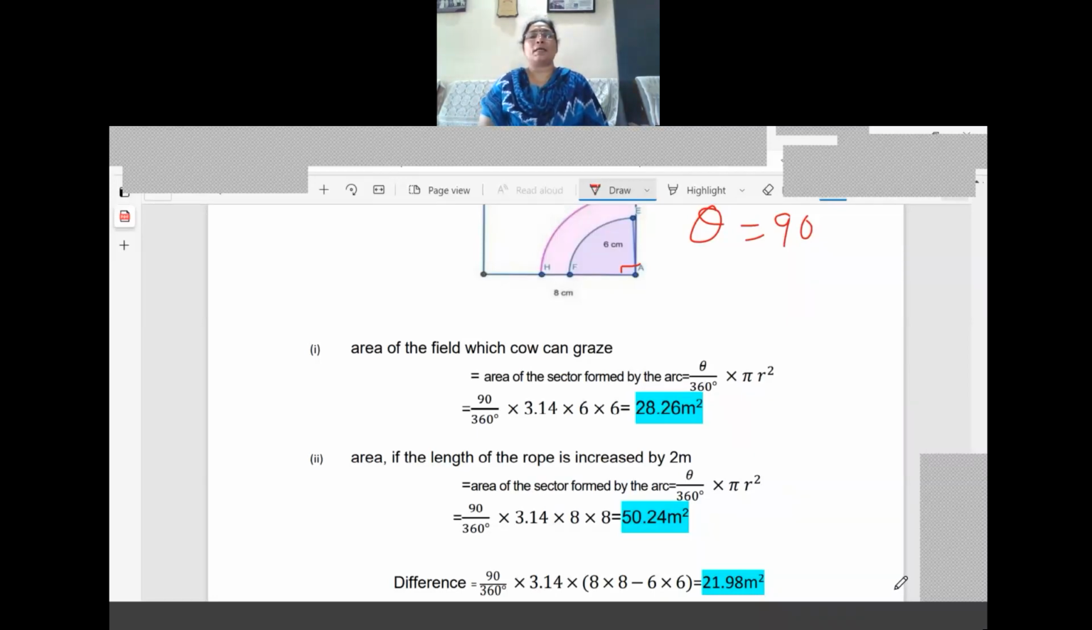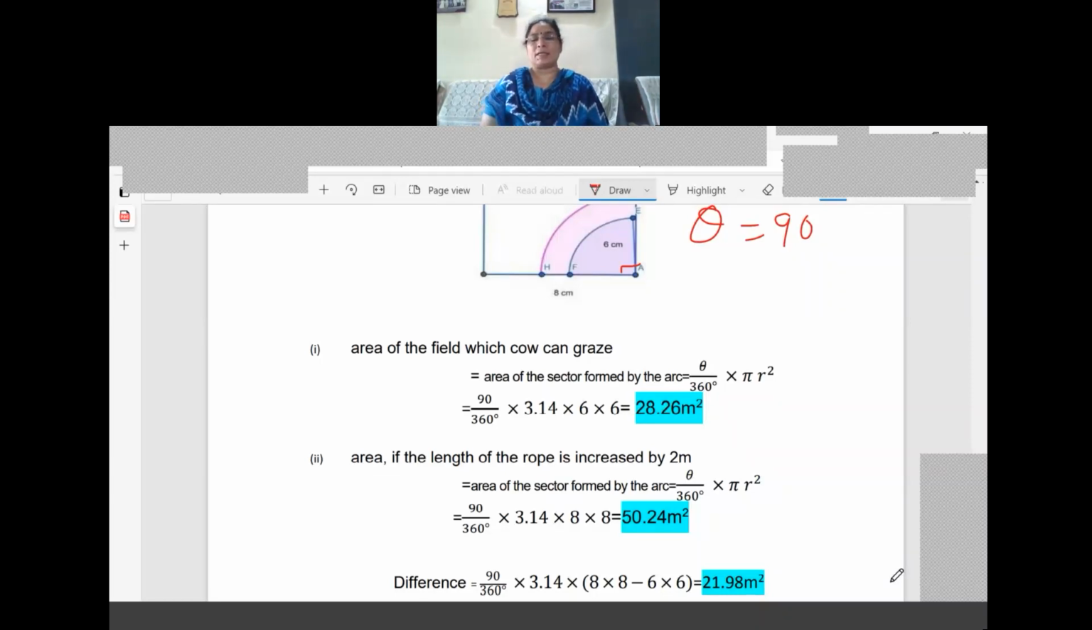So (90/360) × 3.14 × 8 × 8 is equal to 50.24 meters square. Now the question is the difference. Difference is equal to (90/360) × 3.14 × (8 × 8 − 6 × 6).